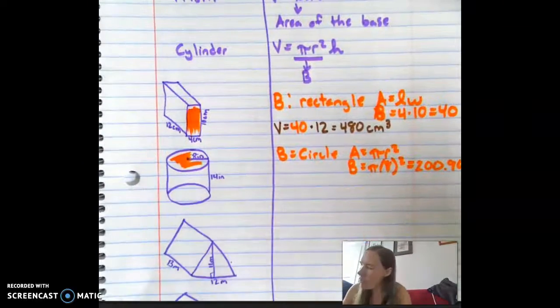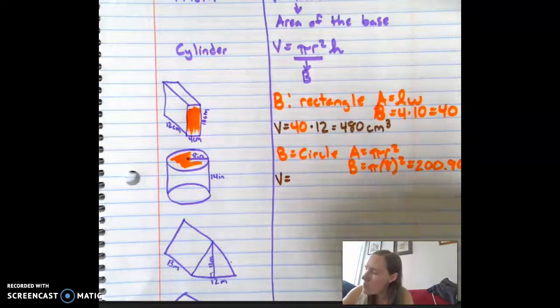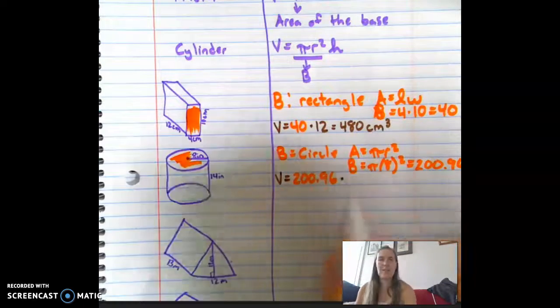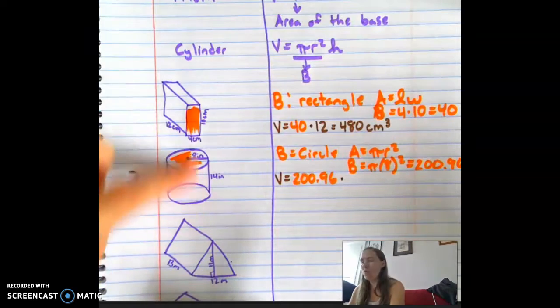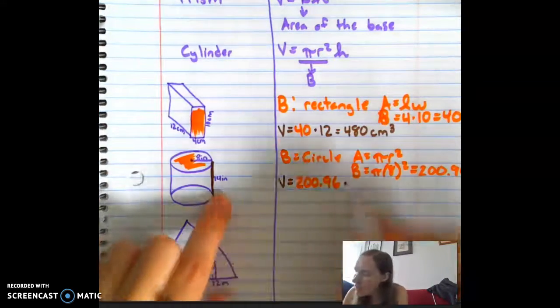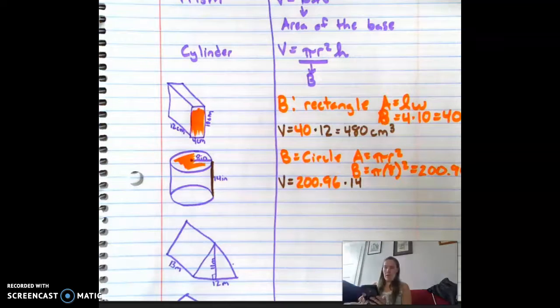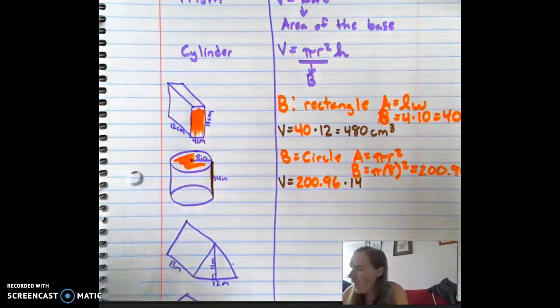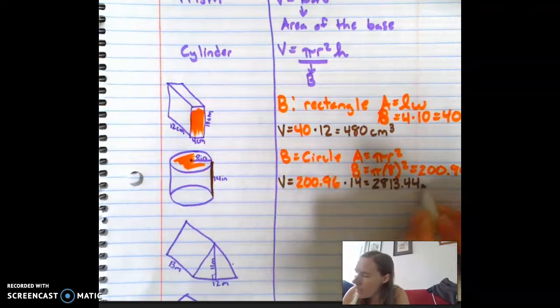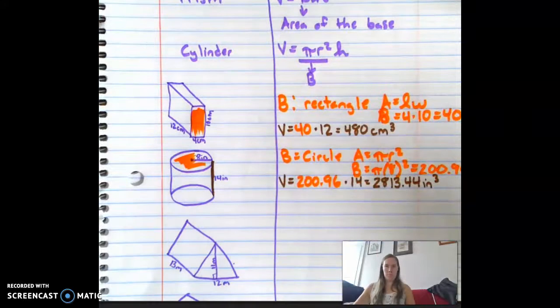So I have my volume. My big B is 200.96, times my height. Remember, height is the distance between the circles. So my circle starts here, it ends here, so that is 14. So I multiply times 14, and my volume of this cylinder is 2,813.44 inches cubed. So you can keep doing this formula over and over and over.